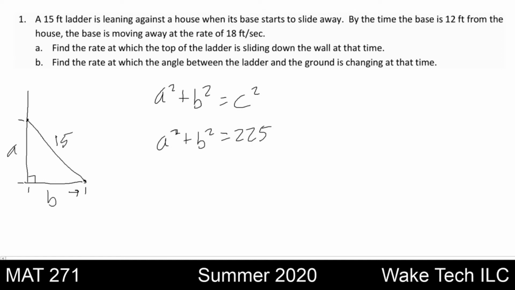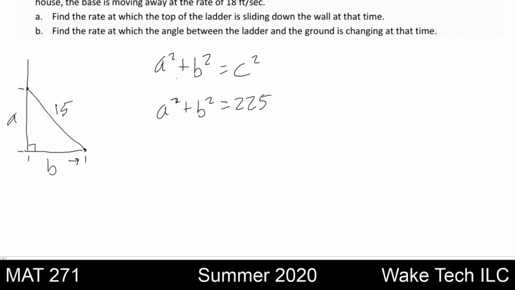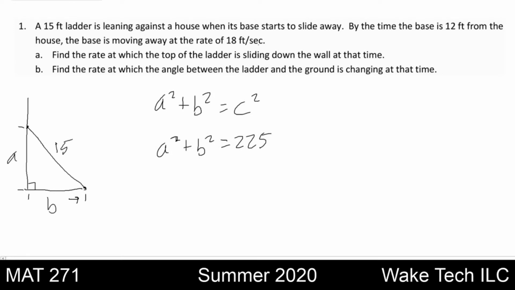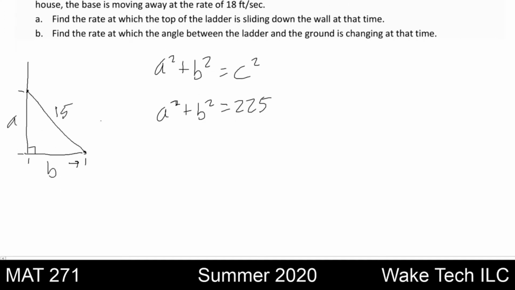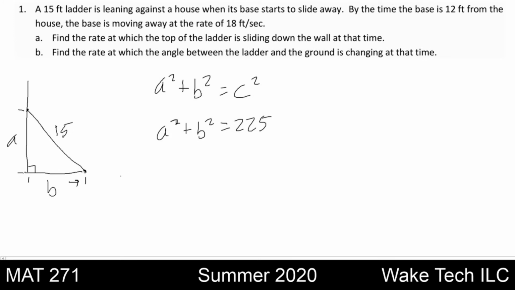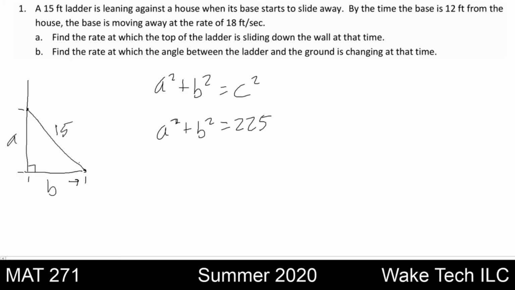Now they give us some other numbers, and you see, by the time the base is 12 feet from the house, the base is moving away at a rate of 18 feet per second. So I want to write those down somehow. I noticed that at the time the base is 12 feet from the house, so b is equal to 12, it is not a constant. The base is sliding away, so it's 12 feet from the house at a certain snap in time. We can take a picture at a certain time and the base will be 12 feet from the house, but that's only at a certain time. That number is going to change.